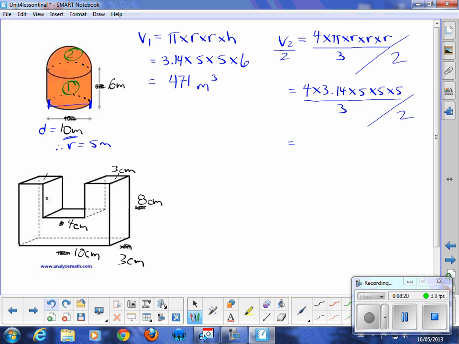All right, so 4 times 3.14 times 5 times 5 times 5 equals, take my number, I'm going to divide by 3, and then divide by 2, and we get it down to 261.7 cubic meters. So my volume total, therefore, is my first volume plus second volume.